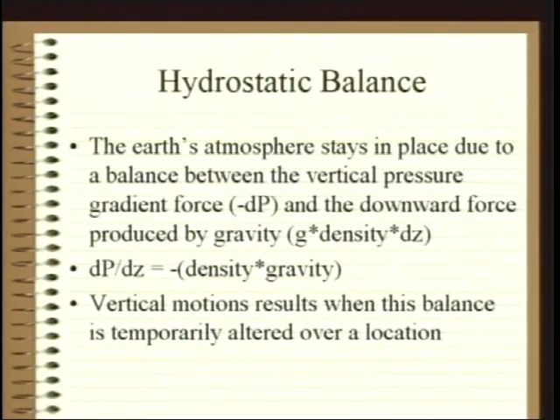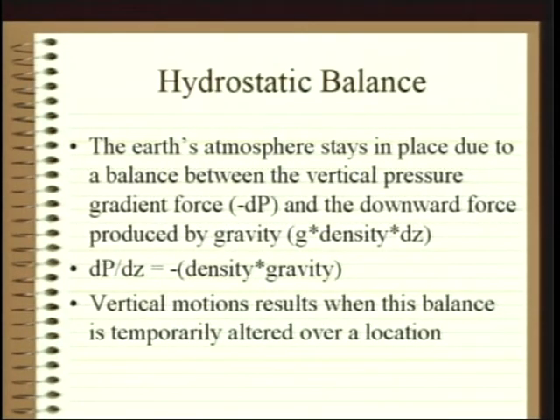Next, we'll look at hydrostatic balance in the atmosphere. The Earth's atmosphere stays in place due to a balance between the vertical pressure gradient force and the downward force produced by gravity. And the hydrostatic balance can be written as the change in pressure divided by the change in height is equal to the negative density times gravity, where the negative sign comes from the pressure decreasing with height. Vertical motions result when this balance is temporarily altered over a location.